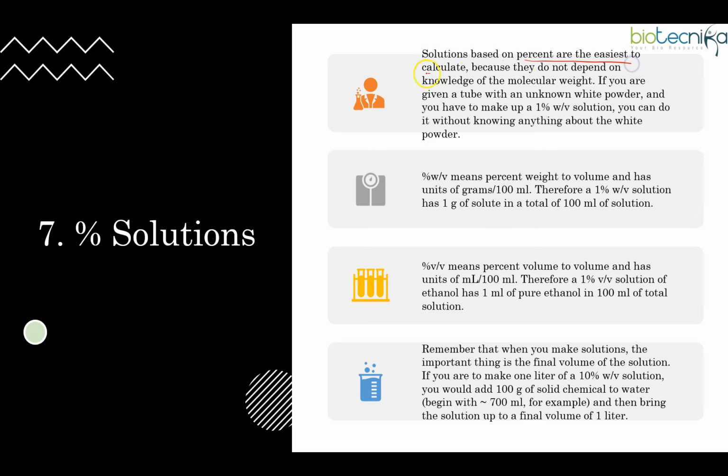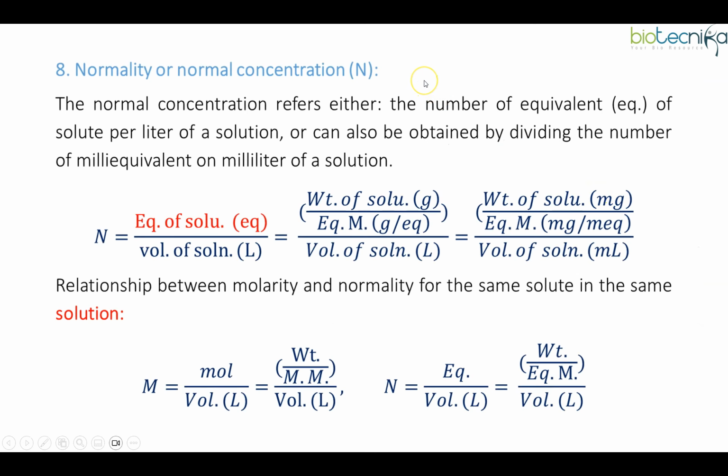Solutions based on percent are the easiest to calculate because they do not depend on the knowledge of the molecular weight. If you are given a tube with an unknown white powder and you have to make a 1% weight by volume solution, you can do it without knowing anything about the white powder. Okay, so W by V means percent weight to volume and has the unit of grams per 100 ml. So if you take 1% mass by volume or weight by volume, it means 1 gram of the solute, any solute you can take, in a total of 100 ml of solution without having to know its molecular weight. Okay. The last topic for today is normality or normal concentration.